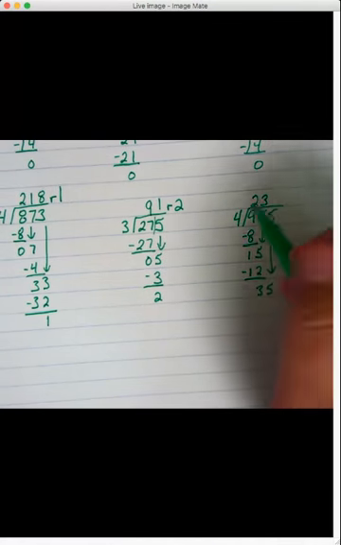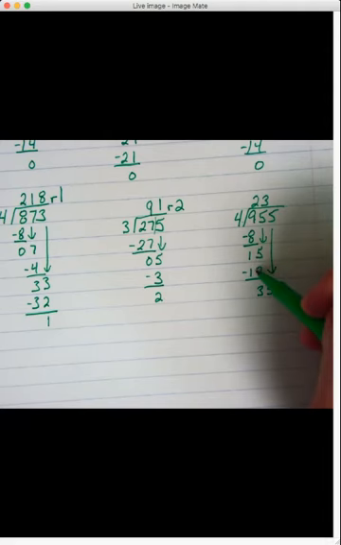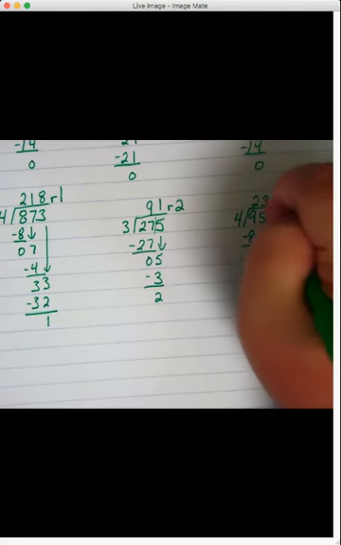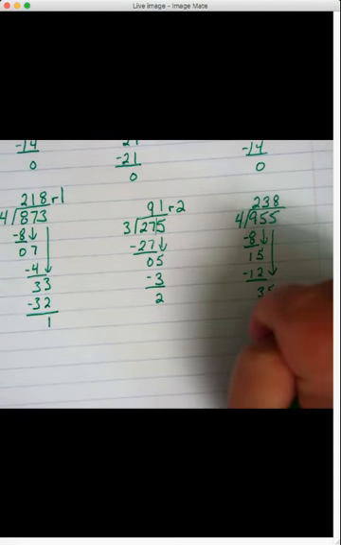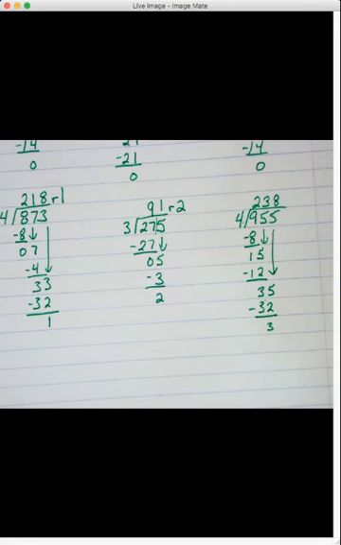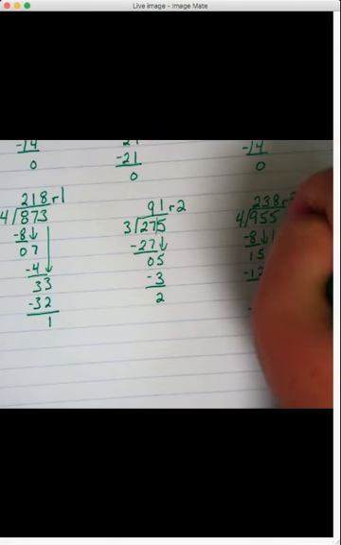I didn't notice it wasn't showing on the screen. I divided 9 by 4 and got 2. 2 times 4 is 8. Subtracting, got 1. Brought down my 5. 15 divided by 4 is 3. 3 times 4 is 12. Subtract. Got 3. And I brought down my 5, so that's where I am. 35 divided by 4. Let's see. 9 times 4 is 36. That's too big. So I'm going to do 8 times 4 is 32. And 35 minus 32 is 3. Nothing else to bring down, so my answer is 238, remainder 3.